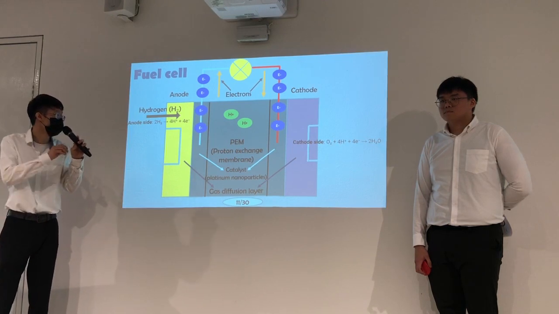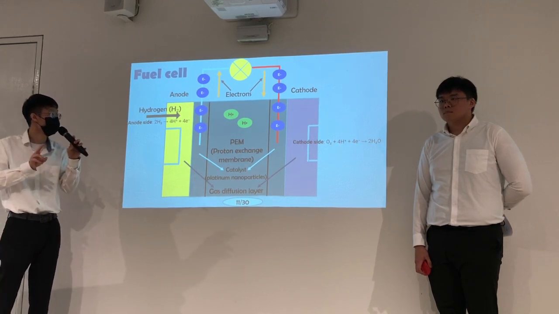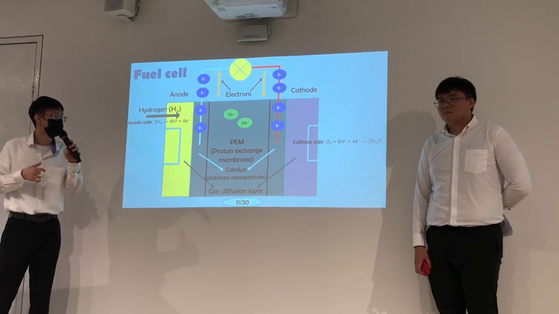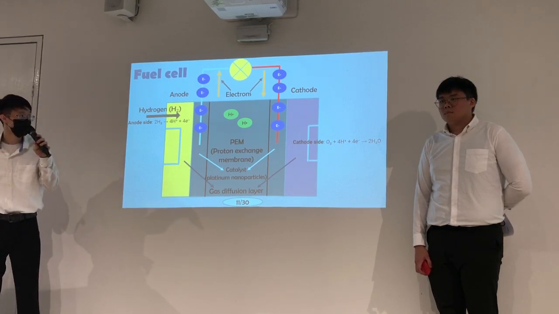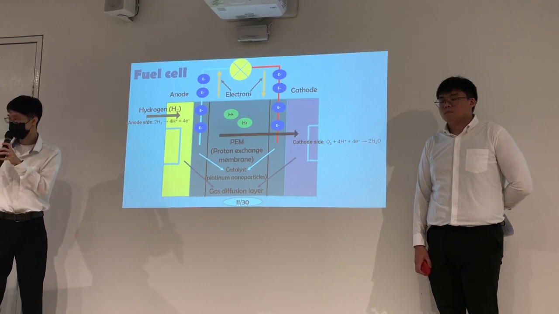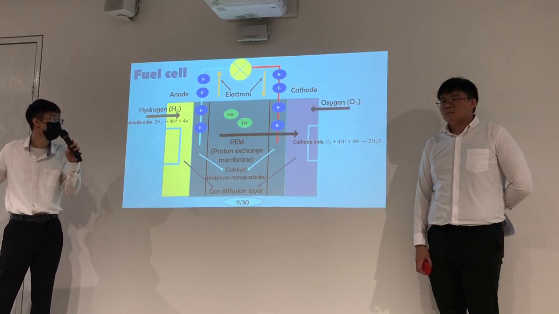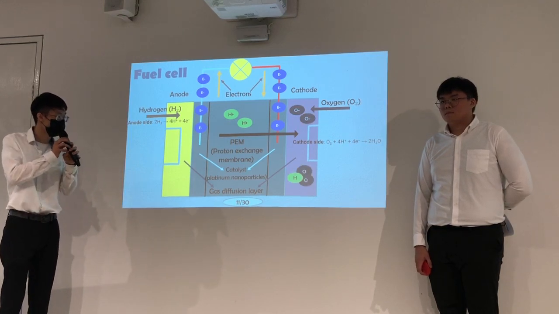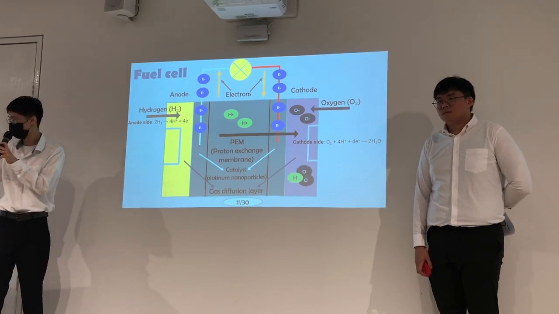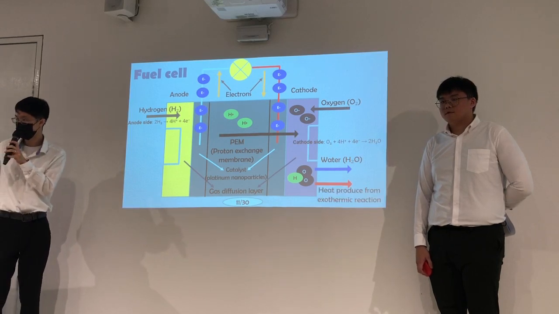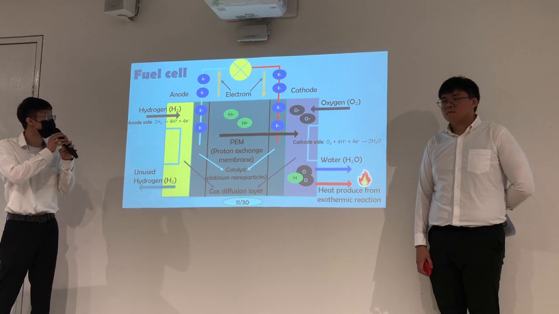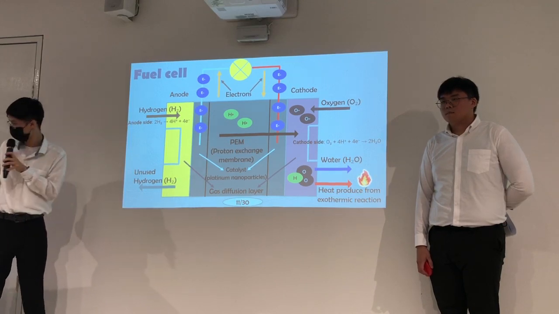In the end process, the protons and electrons will meet again, and will form hydrogen gas, which will be combined with the incoming oxygen and produced as water and also heat as our byproducts. And there will be unused hydrogen gas as well in this process. So let us move forward to the reformer.